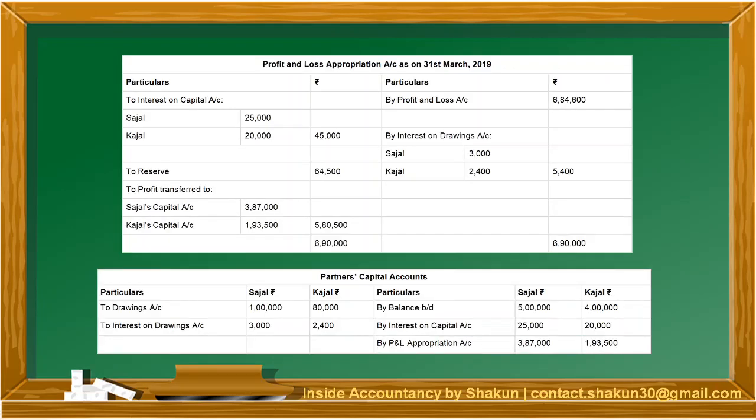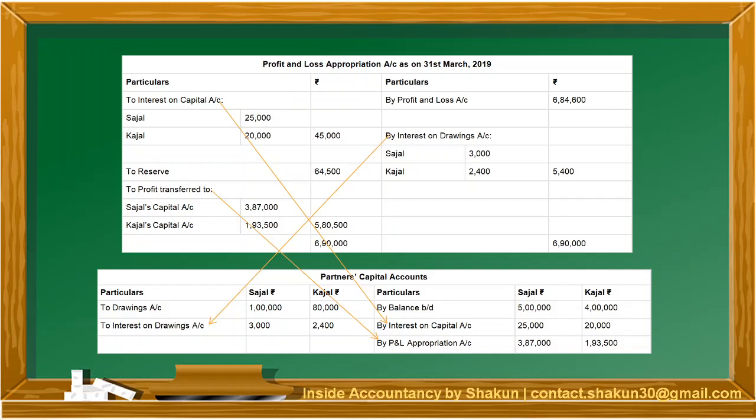Now we also need to prepare the partners' capital account from our profit and loss appropriation account. Now look at the profit and loss appropriation account. The various things which are mentioned in the P&L appropriation account will be transferred to partners' capital account. First of all, the interest on capital, which is mentioned on the debit side of P&L appropriation account, is transferred on the credit side of partners' capital account. The interest on drawings is transferred on the debit side of partners' capital account.